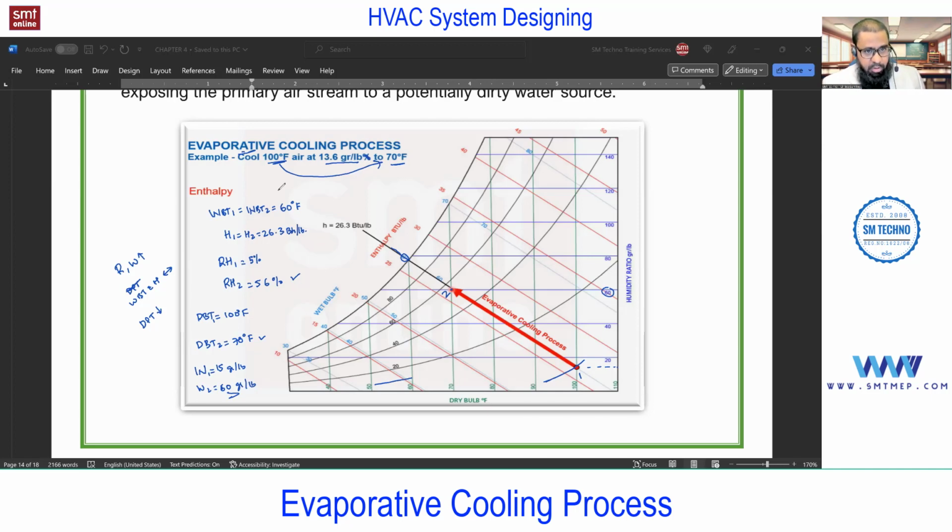So this was about evaporative cooling. Next, we have one more very important condition, the mixed air condition. This will be used at the time of psychrometric analysis also.